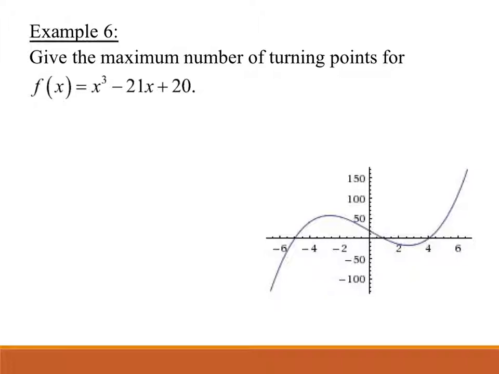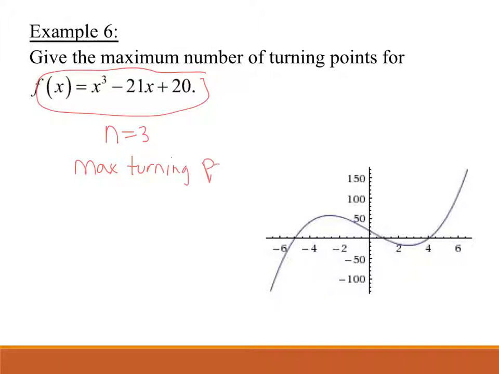So, for example, given the maximum number of turning points for this function, we see that n is equal to 3, so the maximum number of turning points is equal to 2, because it's n minus 1. And sure enough, here it is, right? There are the turning points.